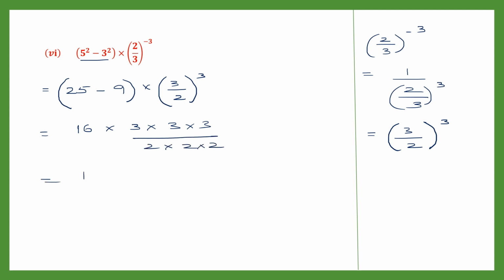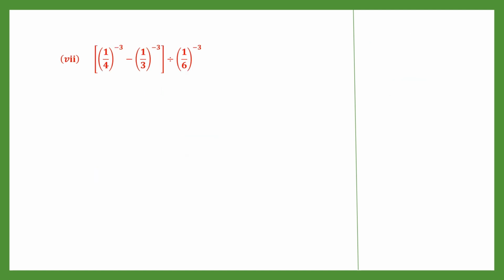So this will be 16 into 3 threes are 9, 9 threes are 27, so that is 27, and in the denominator we have 2 twos are 4, 4 twos are 8. Now we can cancel 8 and 16. 8 ones are 8, 8 twos are 16. And now we can multiply the numerator, that is 2 into 27, which is 54. So this is our answer. 54 is the answer to question 6.